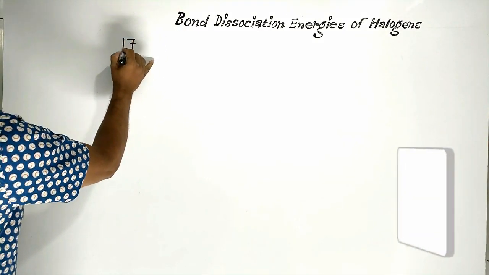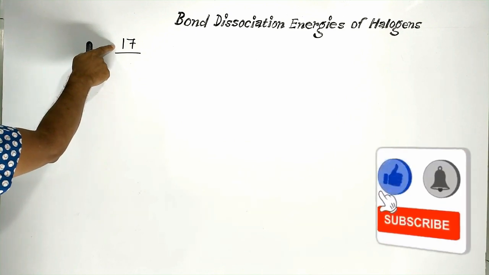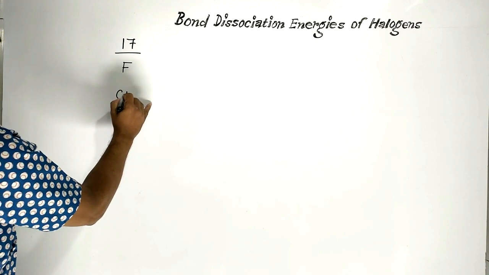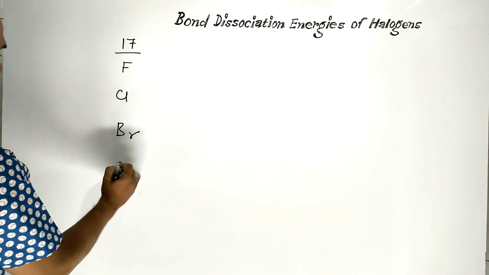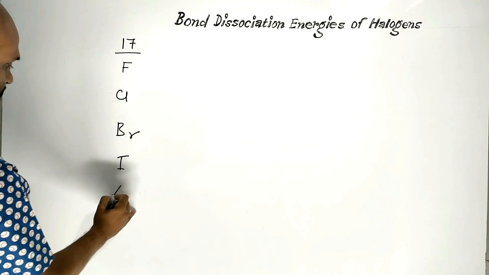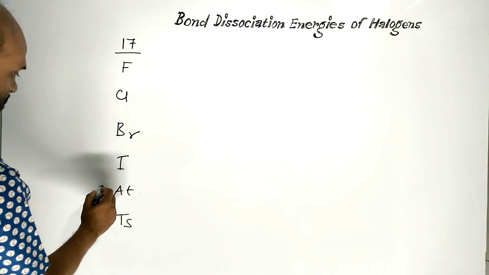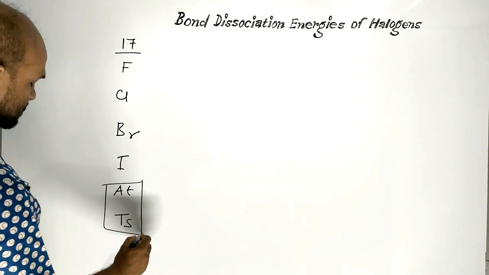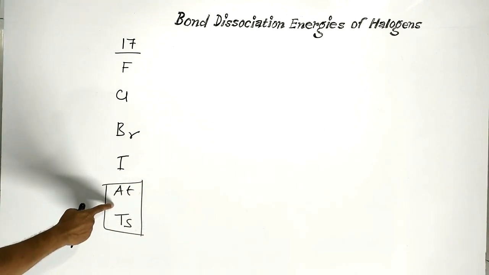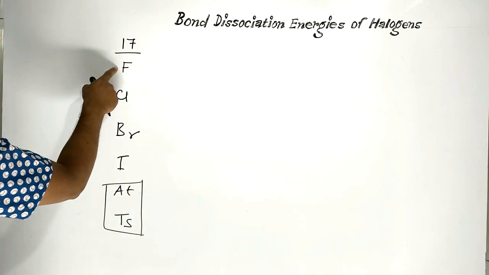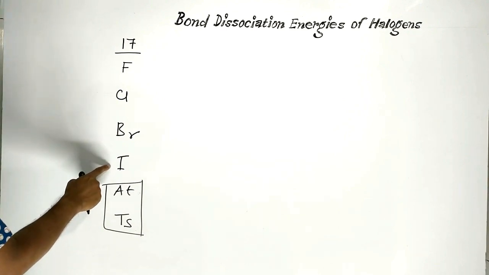Halogens belong to column 17 in the periodic table: fluorine, chlorine, bromine, iodine, astatine, tennessine. Astatine and tennessine are radioactive elements. That is why astatine and tennessine are kept out of consideration. Now let us see fluorine, chlorine, bromine and iodine.